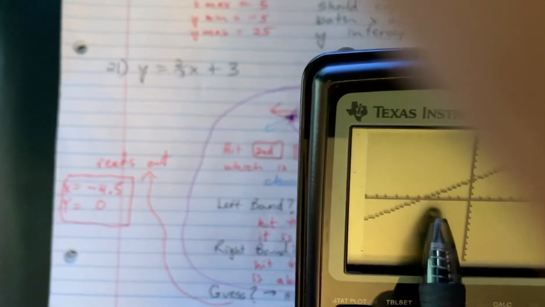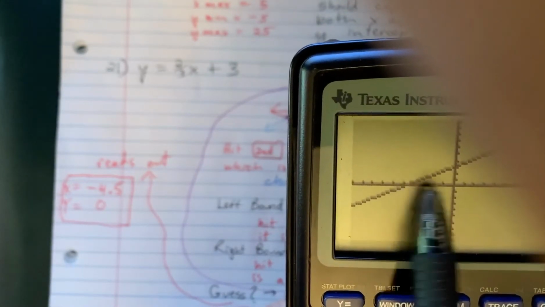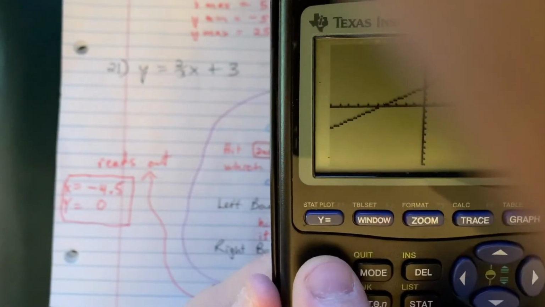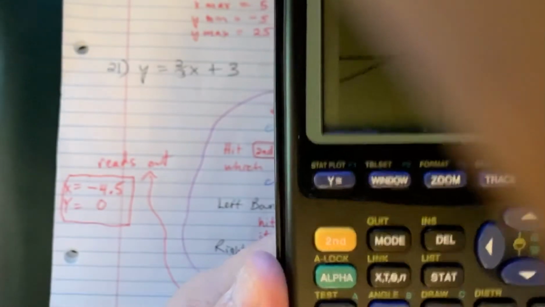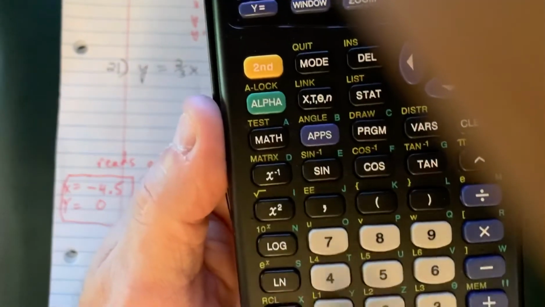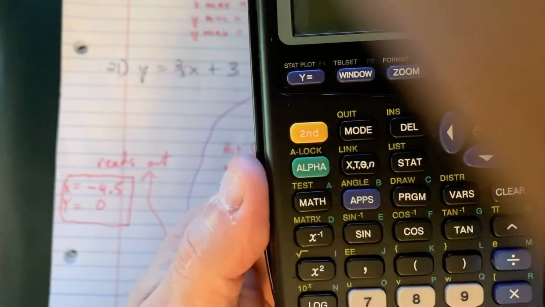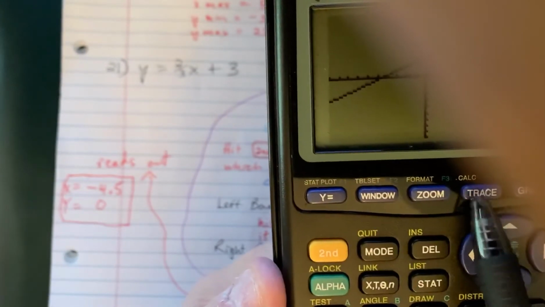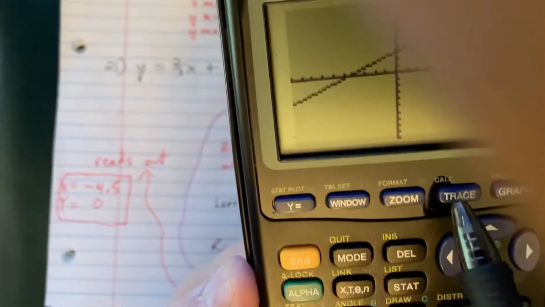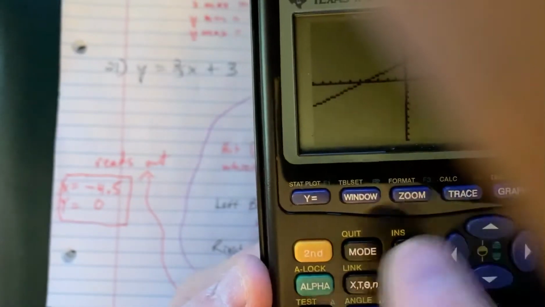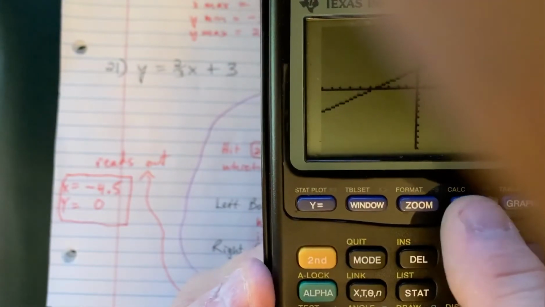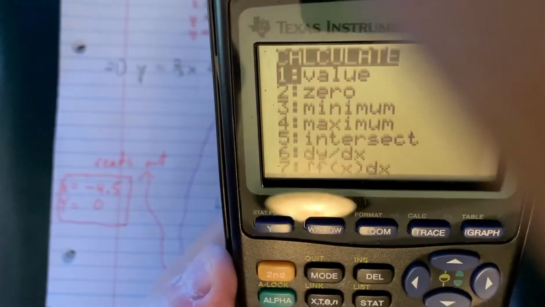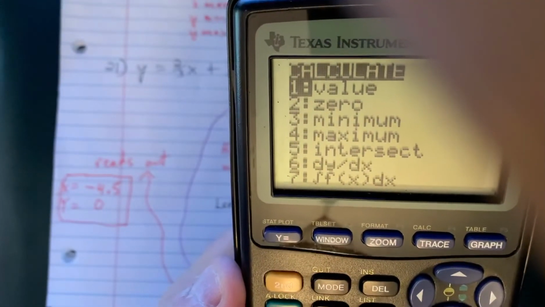You want it to find this 0, okay? That's on the x-axis. So you hit second, the yellow button, and by hitting that second, you activated all of the things in yellow on the board. So instead of trace, the button that says trace, it's going to be calculate. We want calculate. So we hit the yellow button second, and then trace, and now look on the top, it says calculate. All right, so now we don't want to calculate a value.